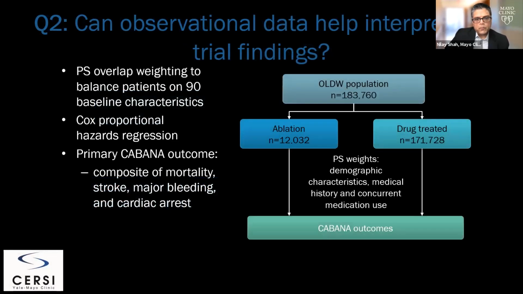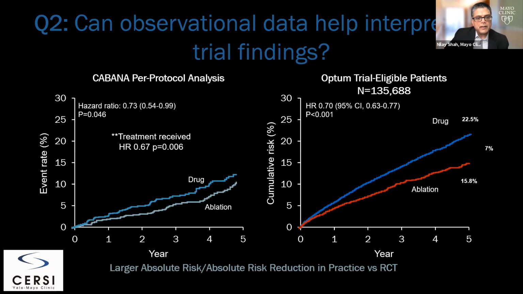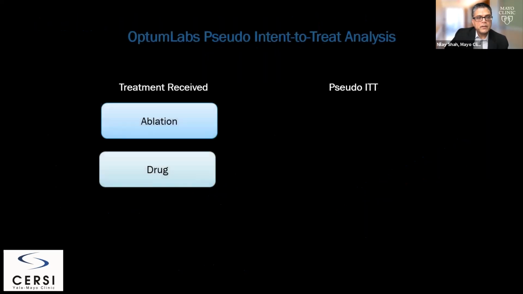I won't get much into the propensity score analysis, but we used overlap weighting and used 90 baseline characteristics to conduct that analysis. Here you can see the CABANA per protocol analysis, where the hazard ratio was 0.73. When we used the Optum Labs trial eligible patients, it was 0.70, very similar to what we saw in the randomized trial.